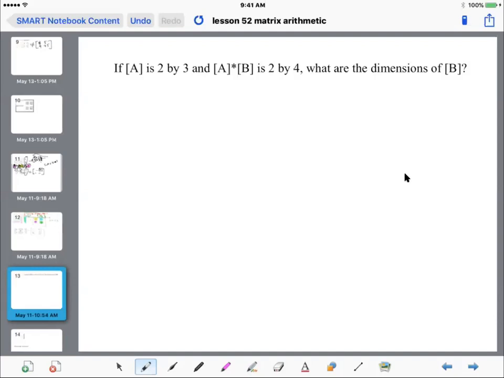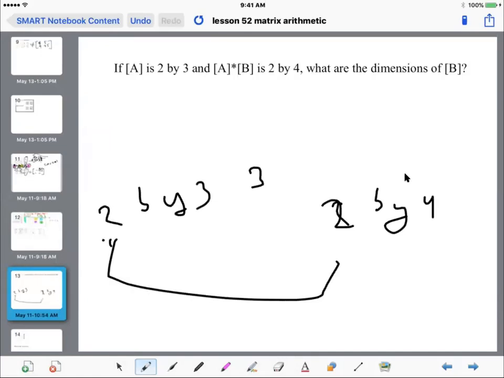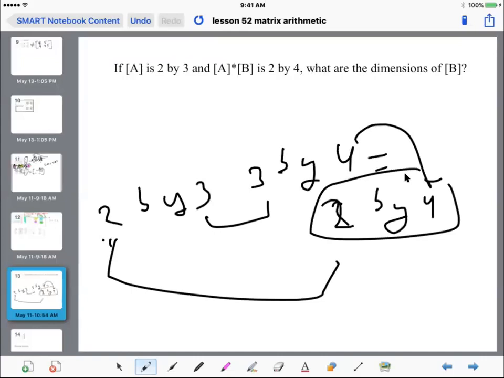Okay, so yes, the answer is 3 by 4, because if we had a 2 by 4 solution, something's wrong with my iPad. If I have a 2 by 4 solution and the A was 2 by 3, well, that's good because the first number becomes the rows, but the other one would have to be 3 by, because these things would have to match, and the 4 would have to go here so that the answer was like that. So I like that little question.